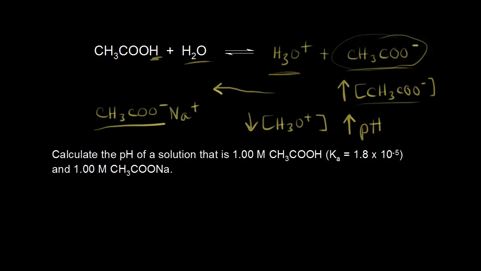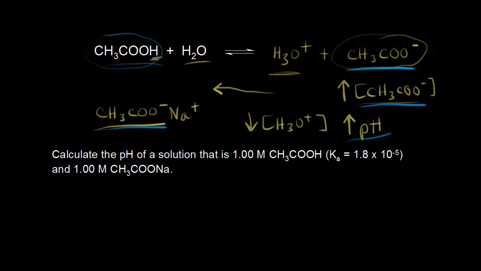So there are two sources for your acetate anion. One is the ionization of acetic acid. That's one source for your acetate anion. And the other source is the sodium acetate that you added in. So we have two sources. And so we'd expect a pH that's higher than just a solution of acetic acid alone. And let's go ahead and do the calculation and see that that is true.